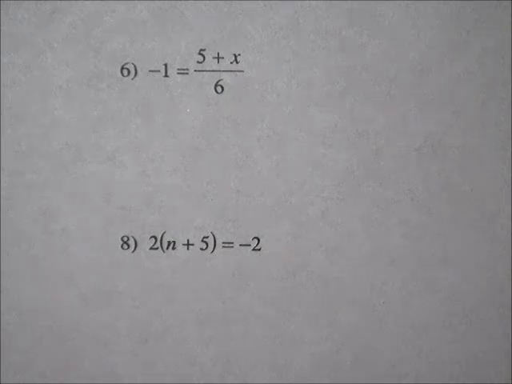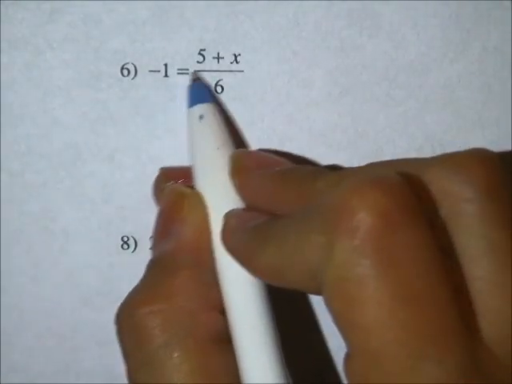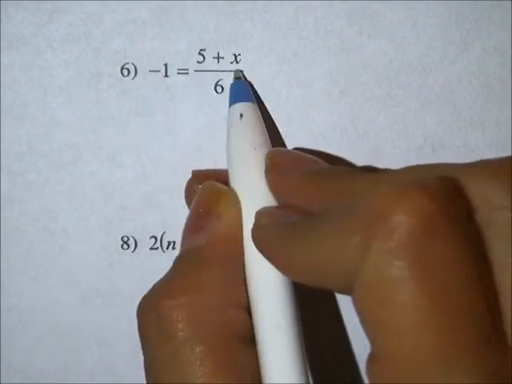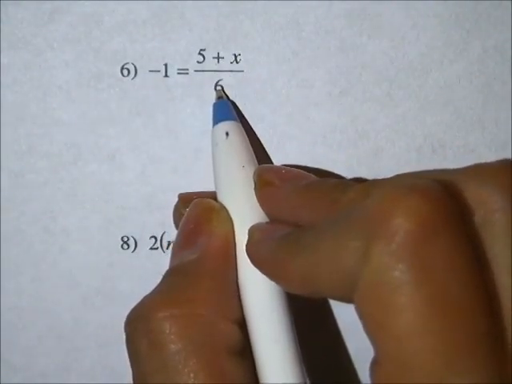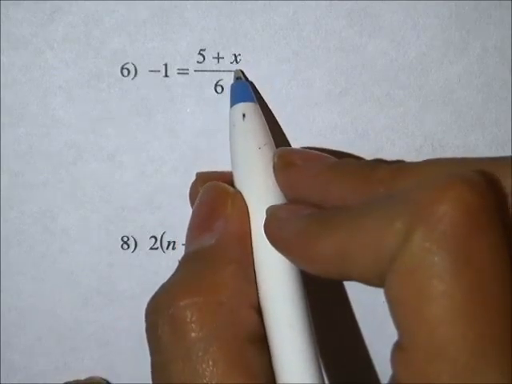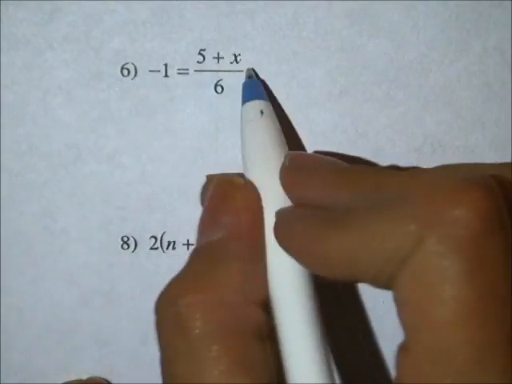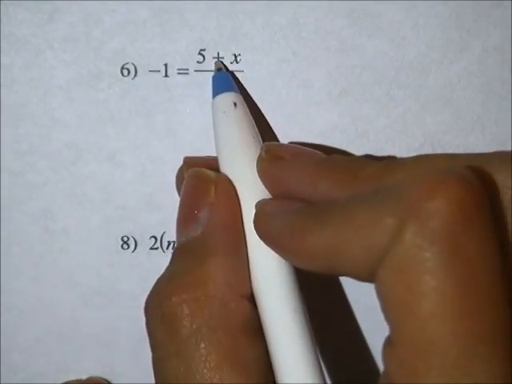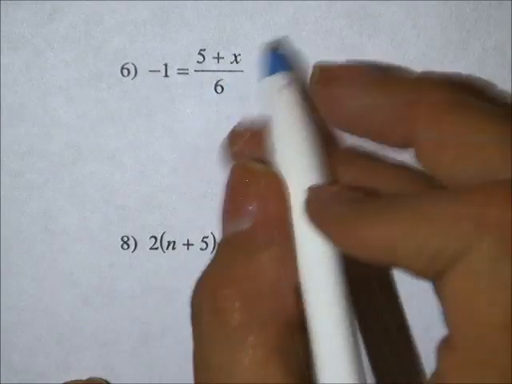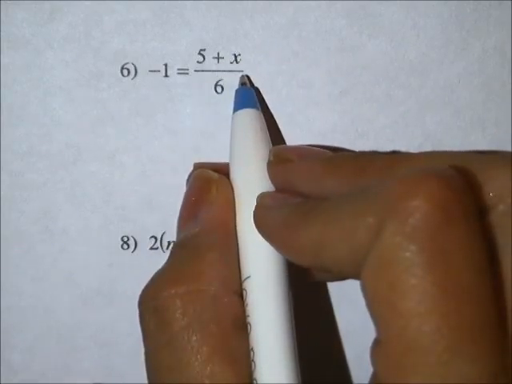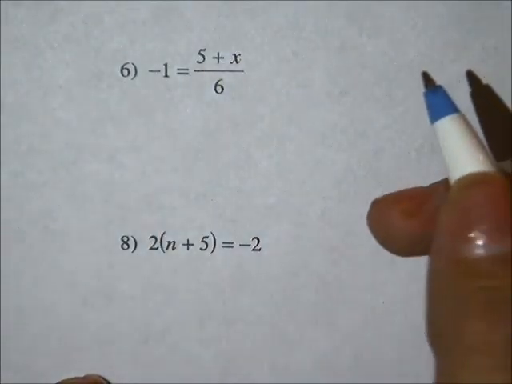So we're looking at number 6. It says -1 equals 5 plus x divided by 6. We need to do the opposite of what we see. And what two operations do you see? Division and addition. Good, I see division and I see addition. So we're going to do the opposite, which would be multiplying at some point and subtracting.